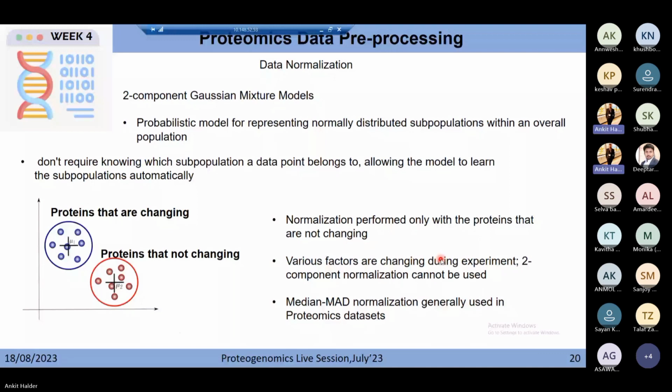So only the proteins that are not changing will be used for the normalization, and all those proteins or signals will be there. But there is some problem with this kind of normalization: the biological factor is not the only factor responsible for the experiment.